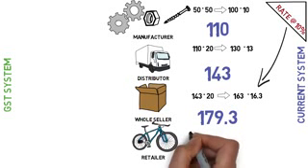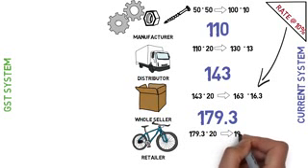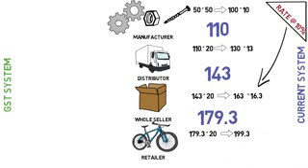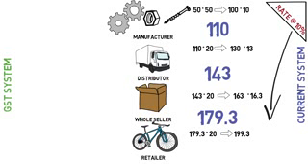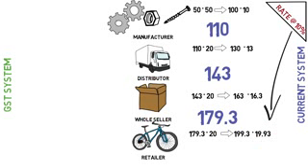Then the retailer adds 20 rupees profit and the price will become 199.3. The consumer buys this product from the retailer by paying 10% tax on 199.3, that is 19.93 rupees. So the final consumer price is 219.23. This is how the current taxation system works in India. Now we will take the same example in the GST system.